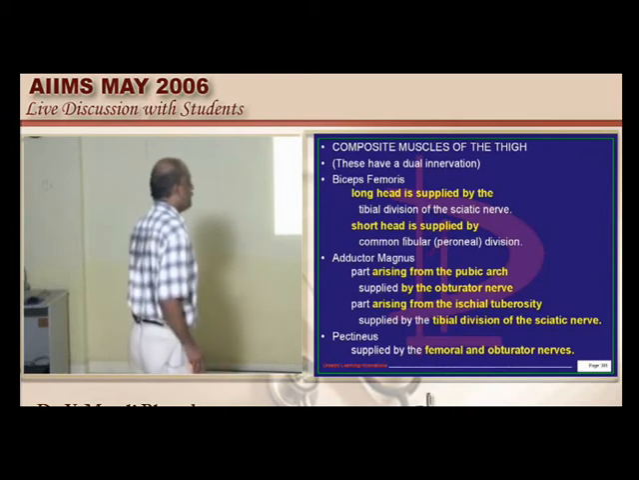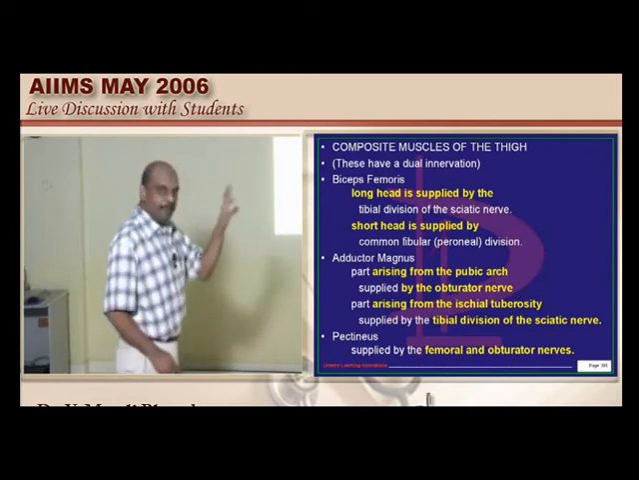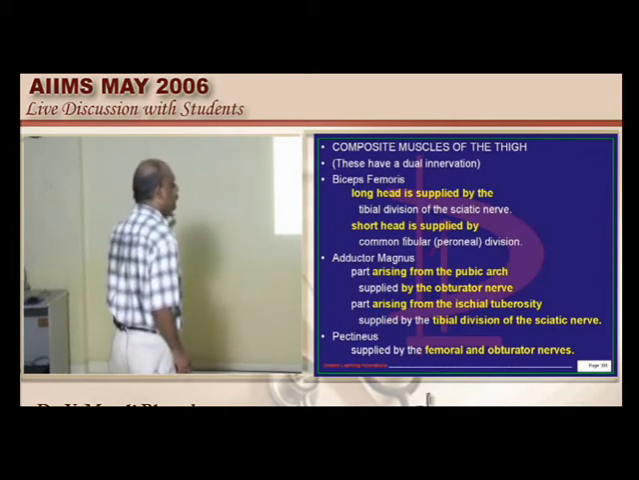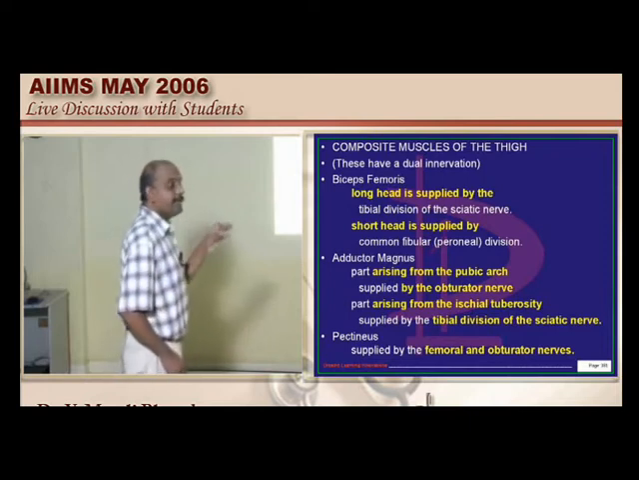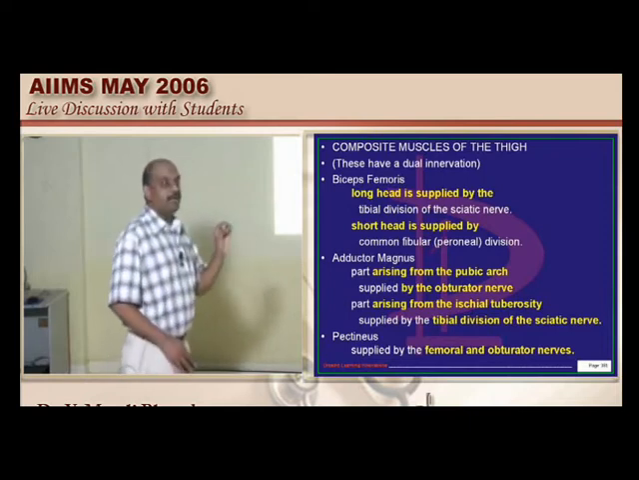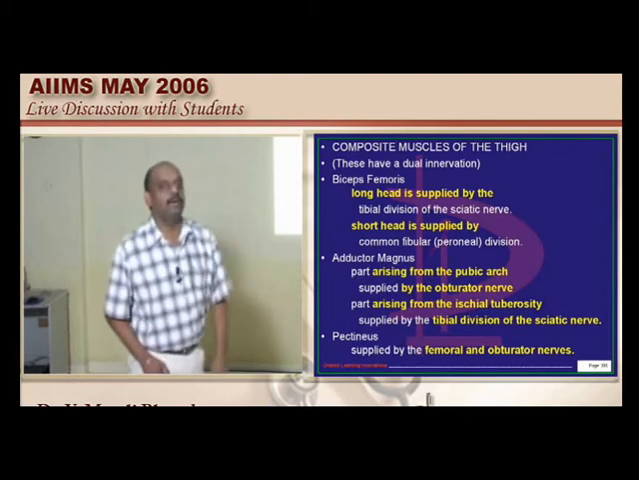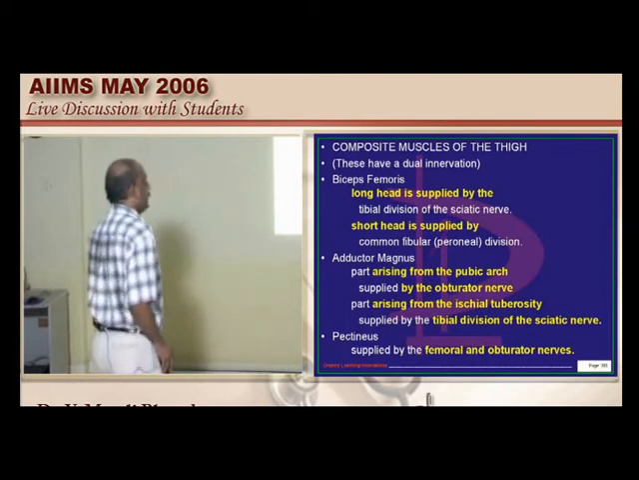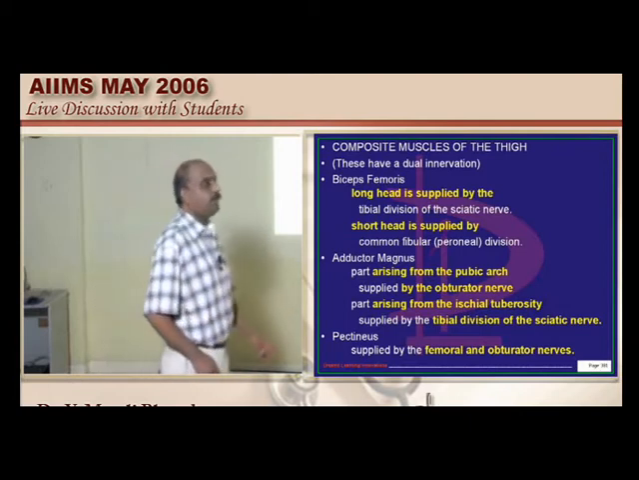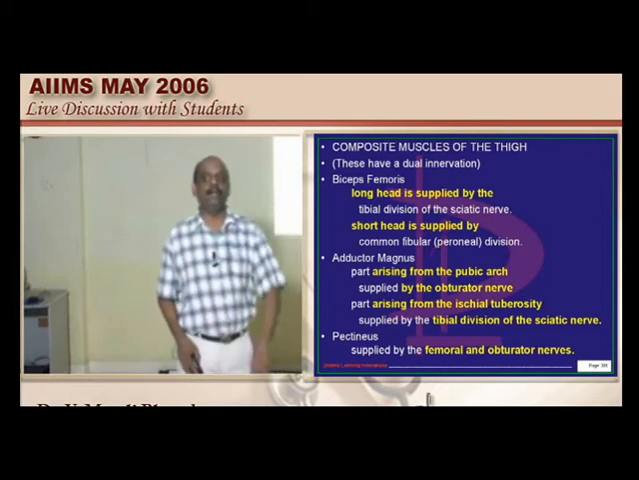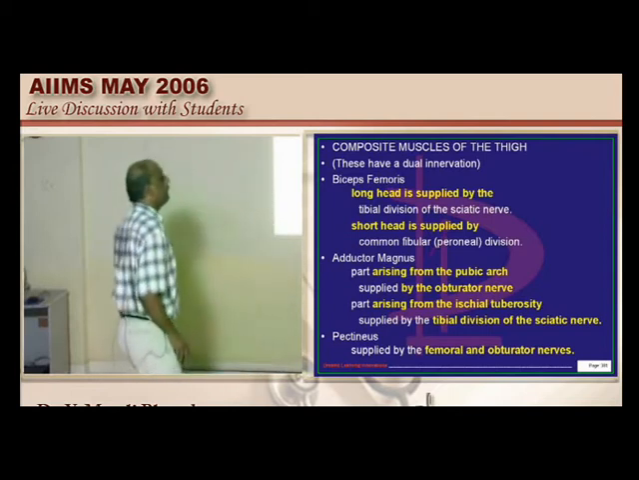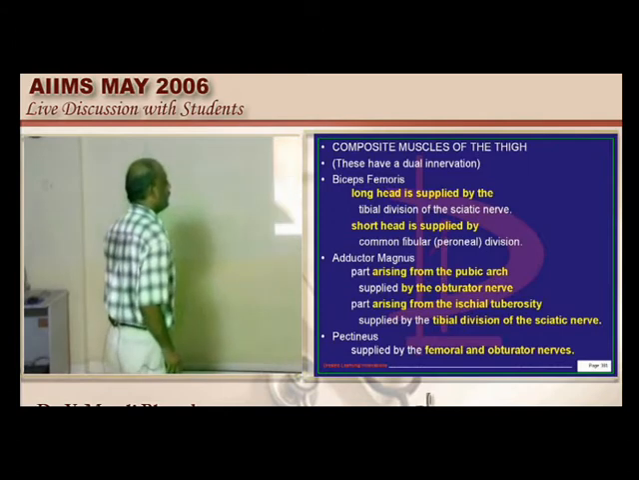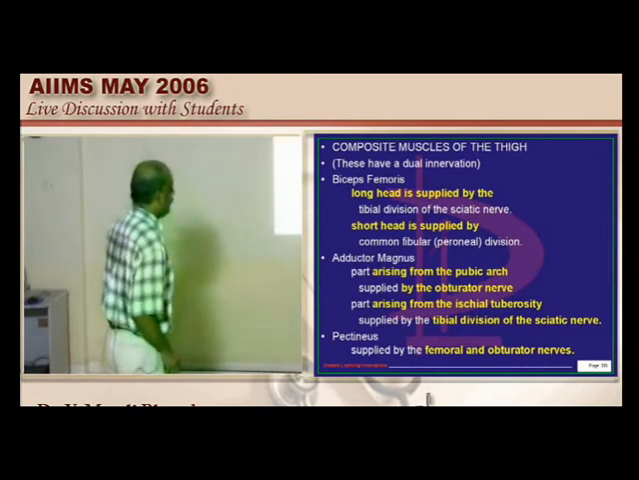Similarly, adductor magnus, the part arising from the pubic arch is innervated by the obturator nerve, and the part arising from the ischial tuberosity is innervated by the tibial division of the sciatic nerve, which needs to be remembered. Similarly, pectineus is supplied by both the femoral and the obturator nerves, which needs to be finally remembered. So now you are all very sure about this fundamental anatomy question, doctor.